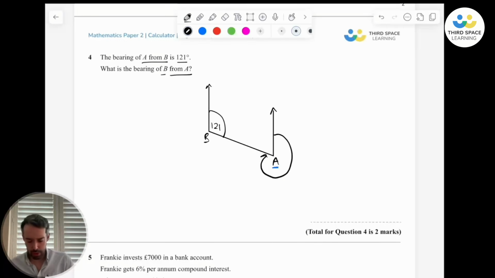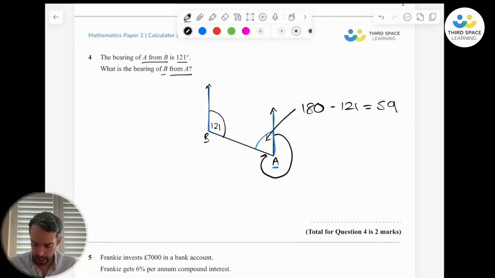How can we work that out? Well, maybe we start with this angle. I can work out this angle because these are parallel lines. So these are co-interior angles, and I know that co-interior angles add up to 180. So I can say 180 subtract 121 is 59. So this is 59. Remember, if you know something, write it on the diagram. Okay, now we can work out this angle here.